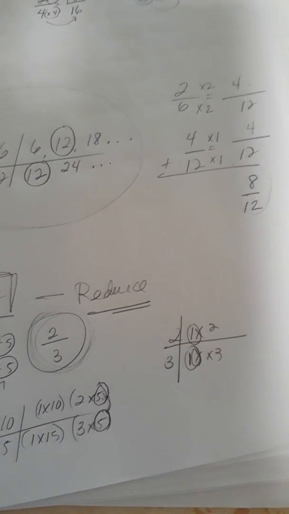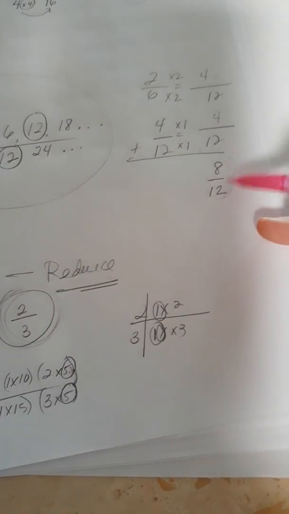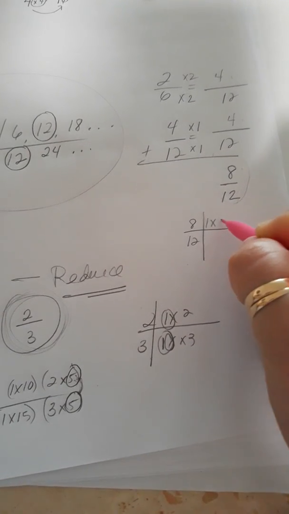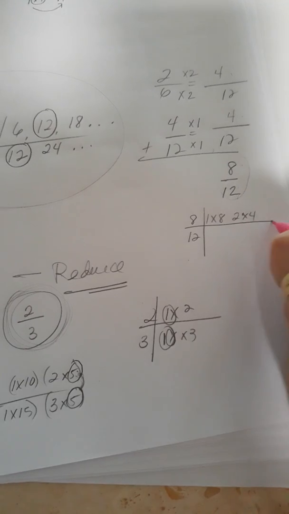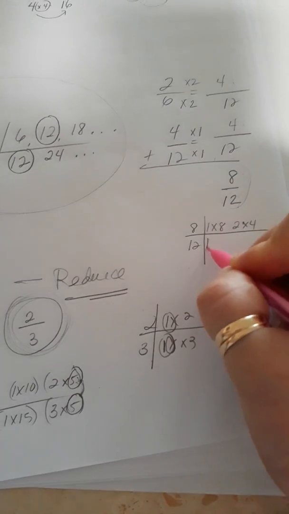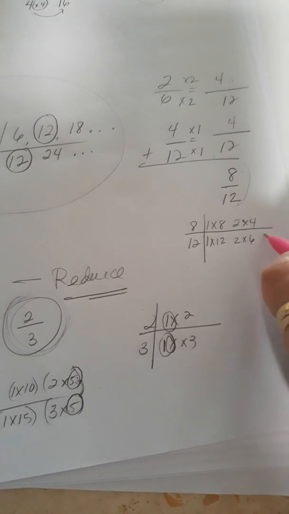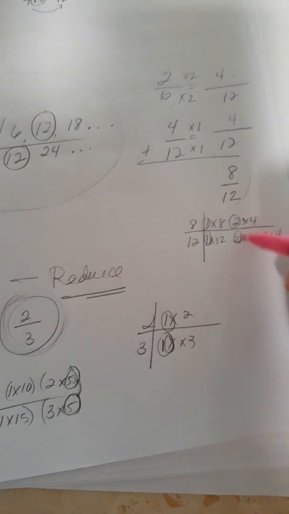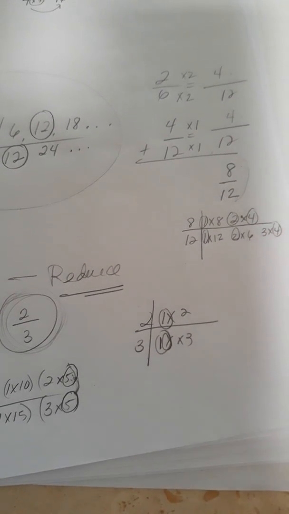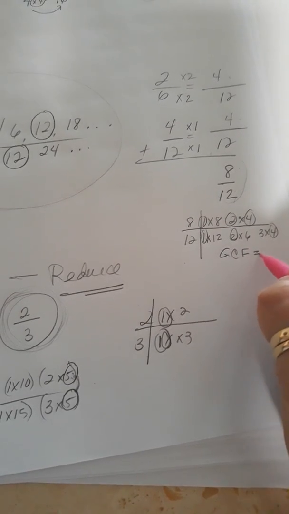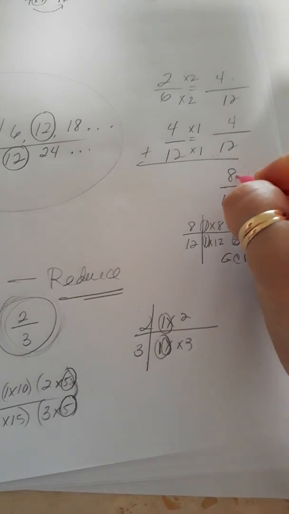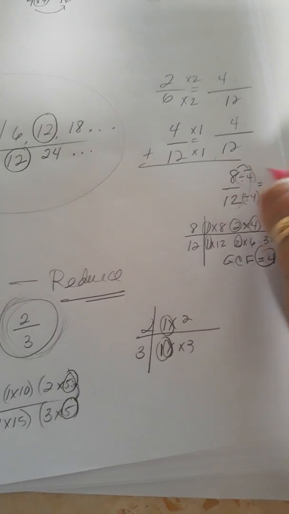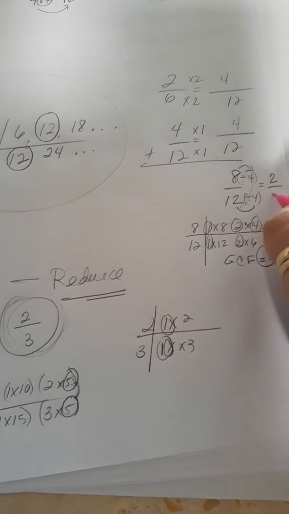Here I can reduce. So I have to find the greatest common factor for 8 and 12. 1 times 8 and 2 times 4 are my factors for 8. 1 times 12, 2 times 6, and 3 times 4. I'm going to circle the numbers they share: the 1, the 2, the 4. The greatest common factor is 4. So I'm going to divide by 4. Whatever I do to one brother, I do to the other. 8 divided by 4 is 2. 12 divided by 4 is 3.